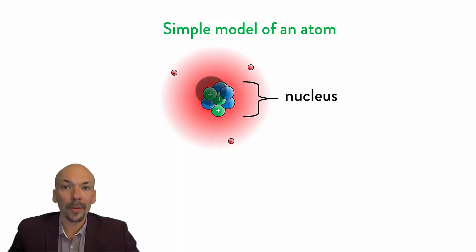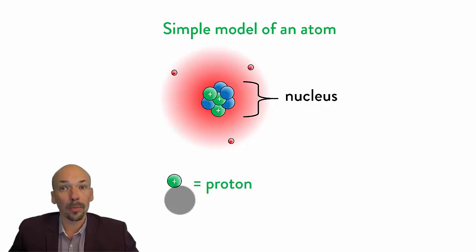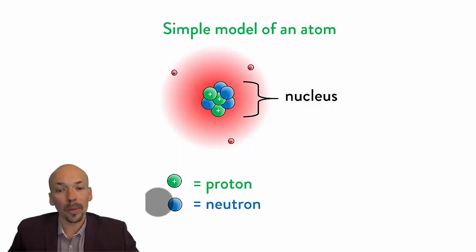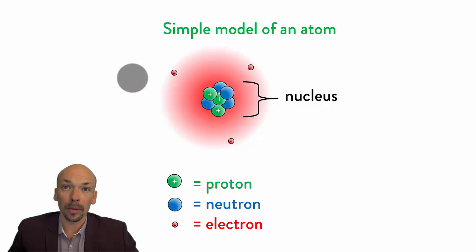So in the middle we have this green one with a plus. This is called a proton. We have the blue one, which is called a neutron, and we have the red one with a minus, which is called an electron. Of course, in real life they don't have colors, but this is how we show them in this model. Now there's a few things you need to know about these particles.